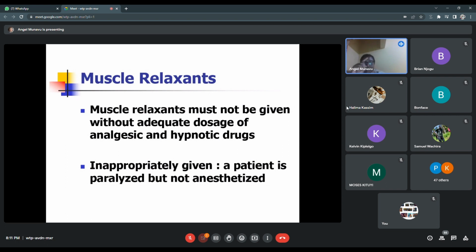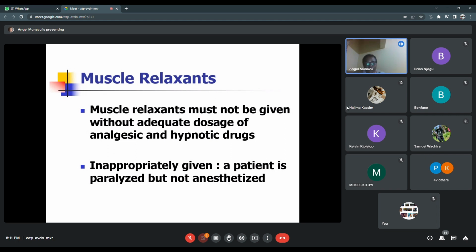So the patient will be paralyzed, but they are feeling pain. They can hear you talk, but they cannot respond because the muscles of speech are paralyzed. They cannot lift, or the way you would want to withdraw, or even have some movement to show that they feel pain. They will not do that, but they will be feeling pain.